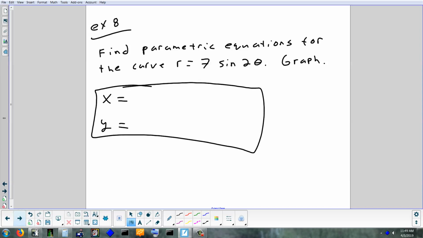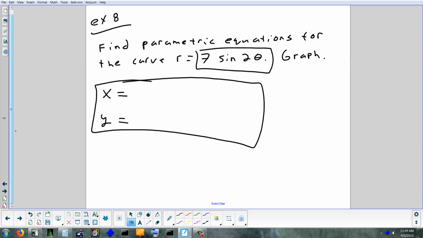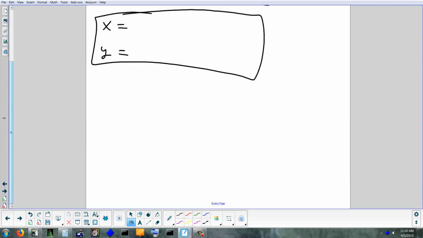Okay, so here's a parametric equation. I'm sorry, polar equation. R equals 7 sine 2 theta. Now, the x and the y are both jammed into that, right? Because all that this formula right here gives you, well, you tell me, what is it in that box that's equal to what letter? R, right? What's in that box is equal to R.